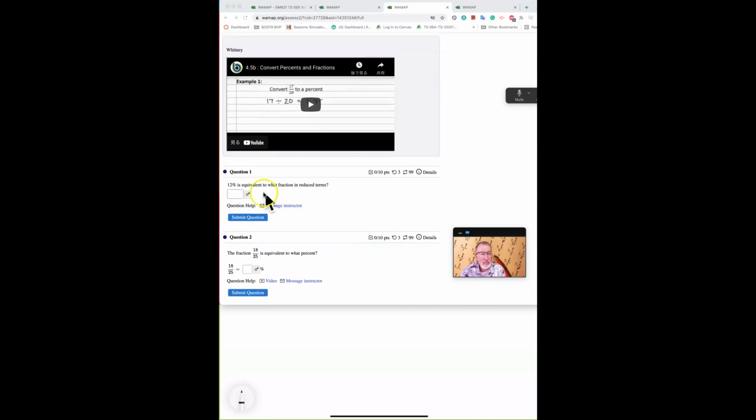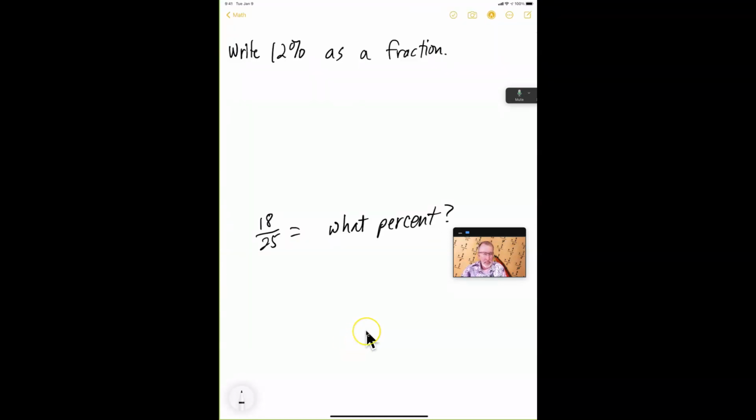Our two questions here are: 12% is the equivalent of what fraction in reduced terms? And this statement is actually redundant, because fractions should always be reduced. So 12% is equivalent to what fraction? This is a friendly reminder to reduce your answer. And then question 2, the fraction 18/25 is equivalent to what percent? Okay, so we'll take a look at those. Let's look at the tablet.